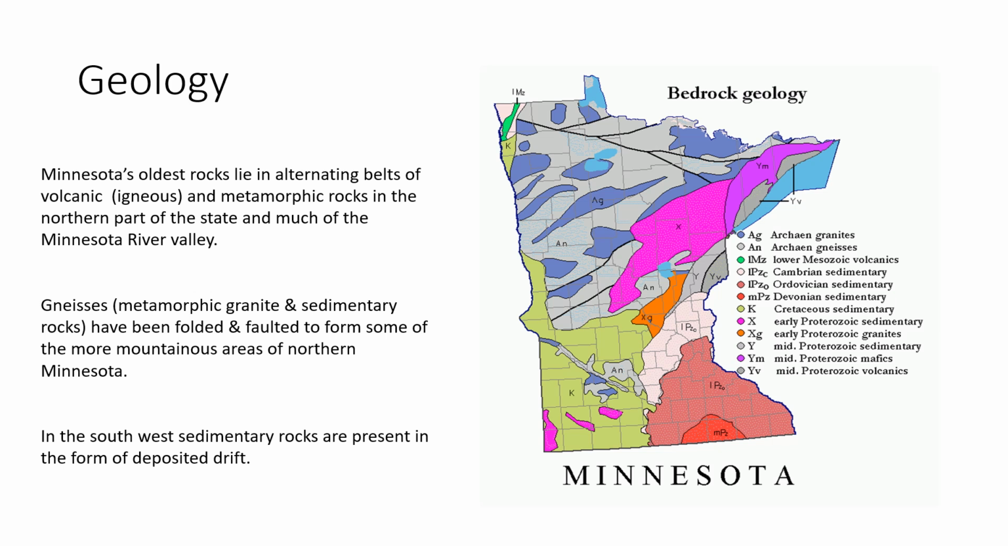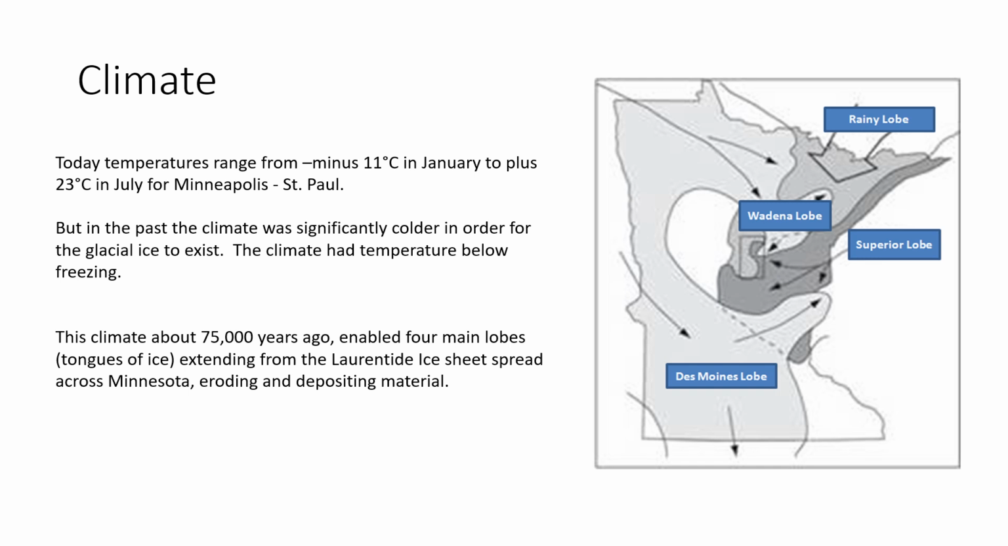So it's a little bit of a north-south divide here, and you can see if you look at the key there's a significant variation within those two. But the geology is important because it influences the landforms we find. We also have to be aware of the climate. The climate today ranges anything from -11 degrees centigrade in the winter right through to about positive 23 degrees C in the summertime. So it's quite a significant temperature range that Minnesota experiences today.